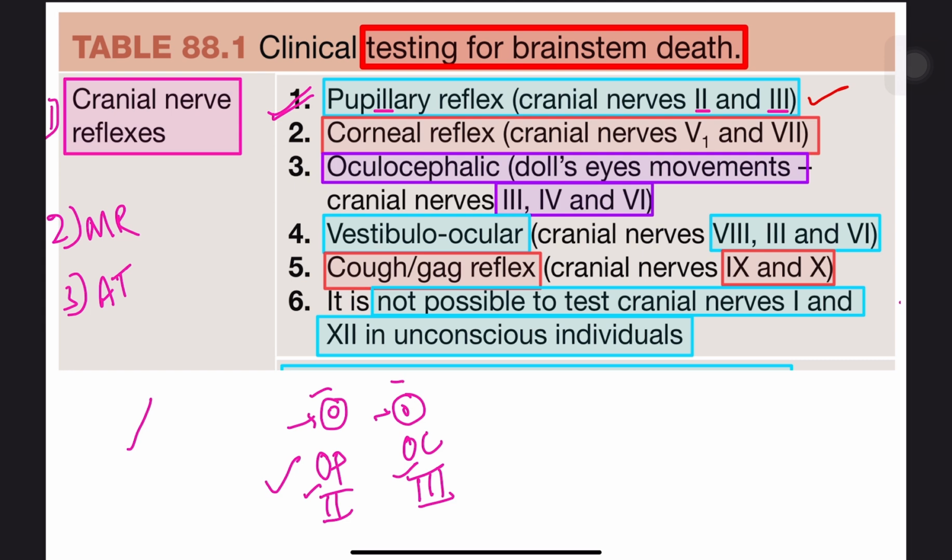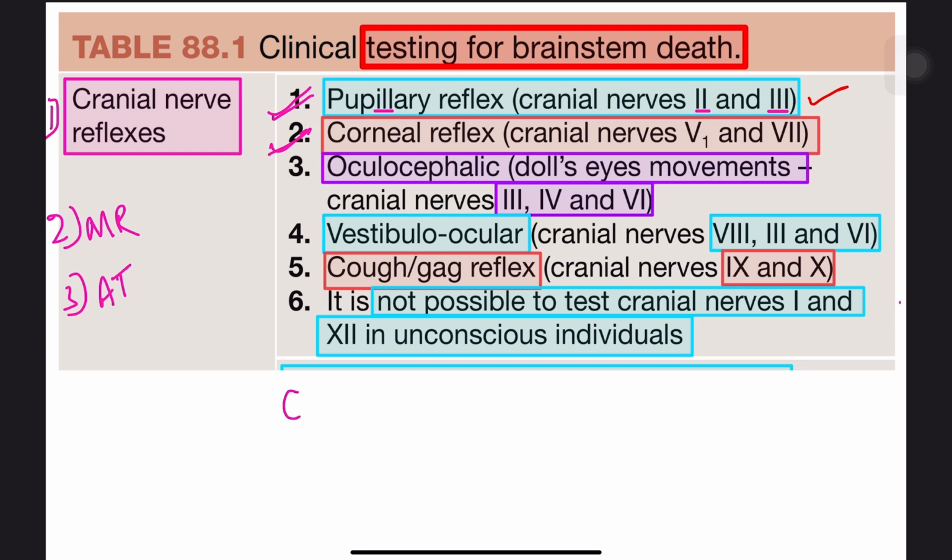The next one is the corneal reflex. Now we are talking about the number 2. In corneal, the total number of letters is 1, 2, 3, 4, 5, 6, 7. So cranial nerve 7 is associated with the corneal reflex, and we also have 1 in this reflex. So 1, it is V1.